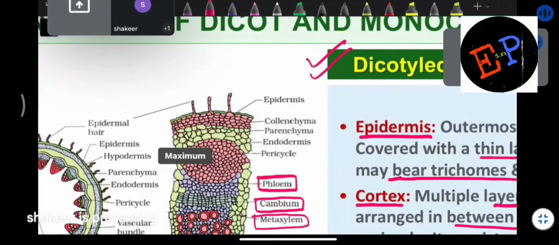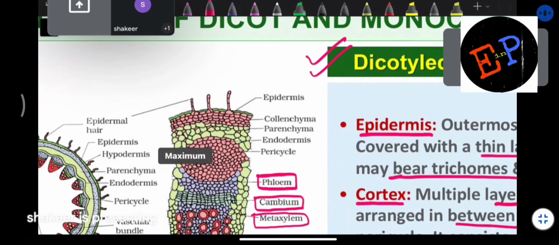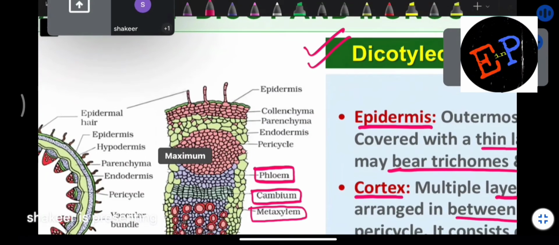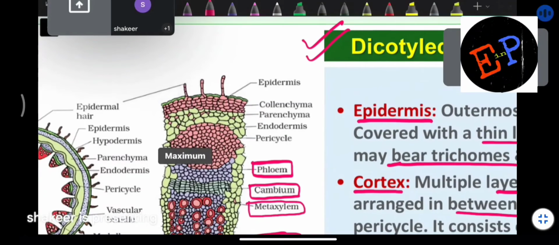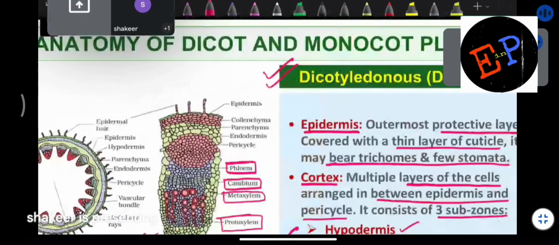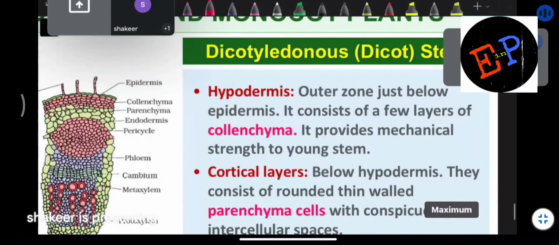Above that you will find endodermis. Then you can find a layer of parenchymatous cells. Then you can find a layer of collenchyma, and finally epidermis, and above the epidermis you can find the cuticle. Clear? So this is the arrangement of the dicotyledonous stem. Fine? Okay, now we are studying each of them in detail.